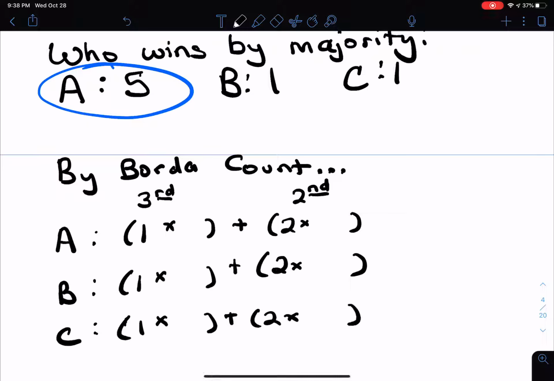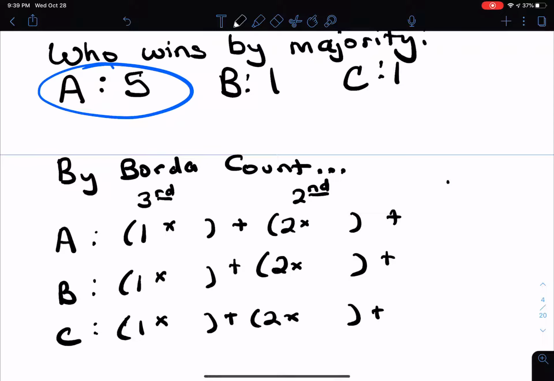And then for third place votes, they're going to get, or for first place votes, why did I say that? Sorry. Once again, there's a lot of noise going on in my kitchen or something right now. I'm trying to figure out what's going on.